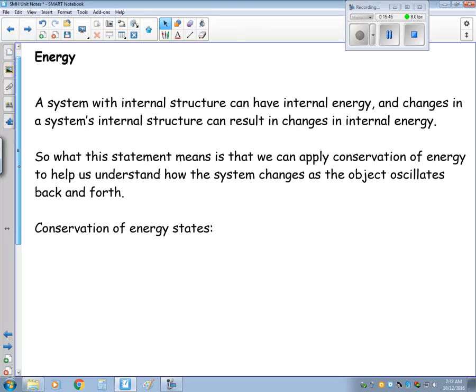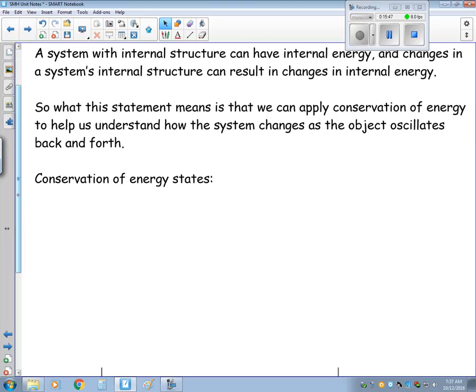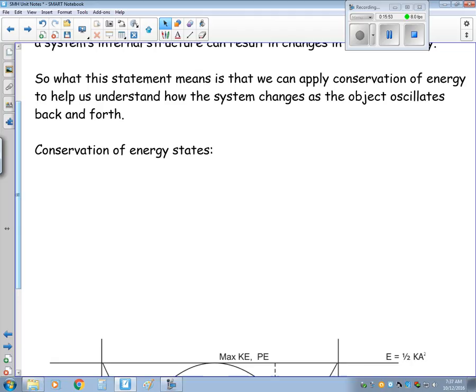So as something oscillates, it's going from potential energy to kinetic, back to potential, back to kinetic, back to potential. It's going back and forth between those. So for conservation of energy, when there are no non-conservative forces acting on a system, the energy in the system remains constant.